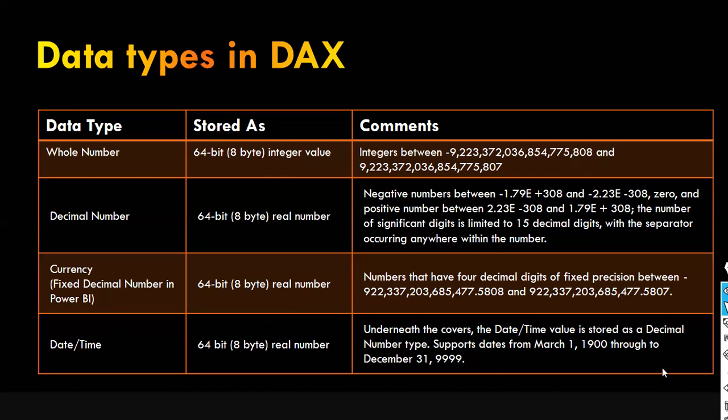And next one is the date time. This is very common. In the case of date time, it supports anywhere between these two ranges. Okay, you cannot store beyond, so before 1st March 1900, you cannot store any data in the date column. After 31st December 9999, you cannot store any data.